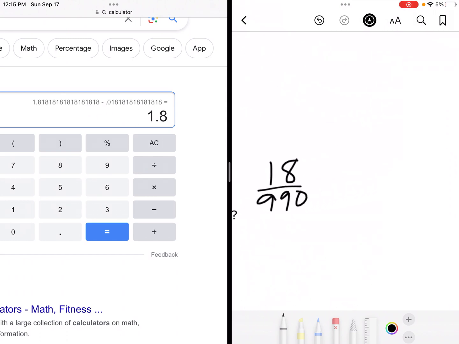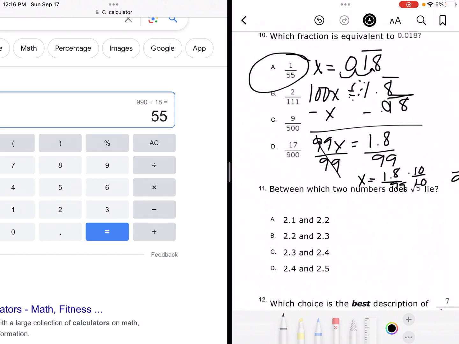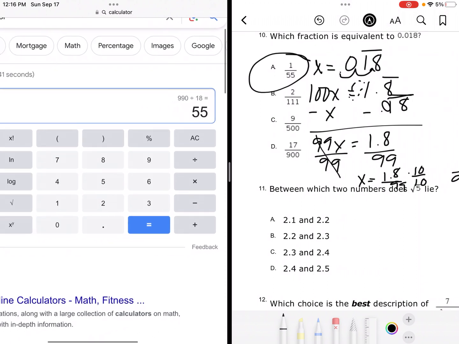They did want that one reduced. So what's 990 divided by 18? 55. 1 over 55. And let's just double check that to make sure we're correct. 1 divided by 55. Yep, it works.